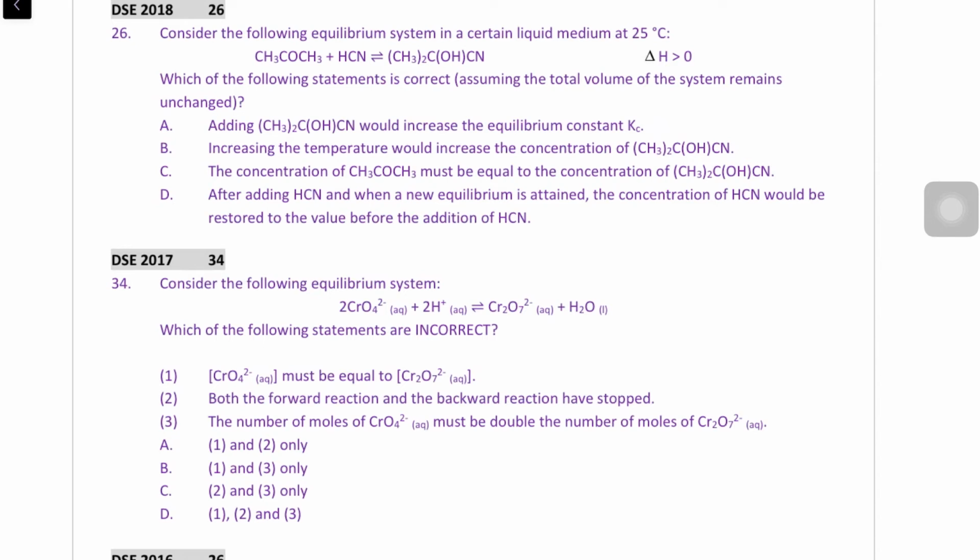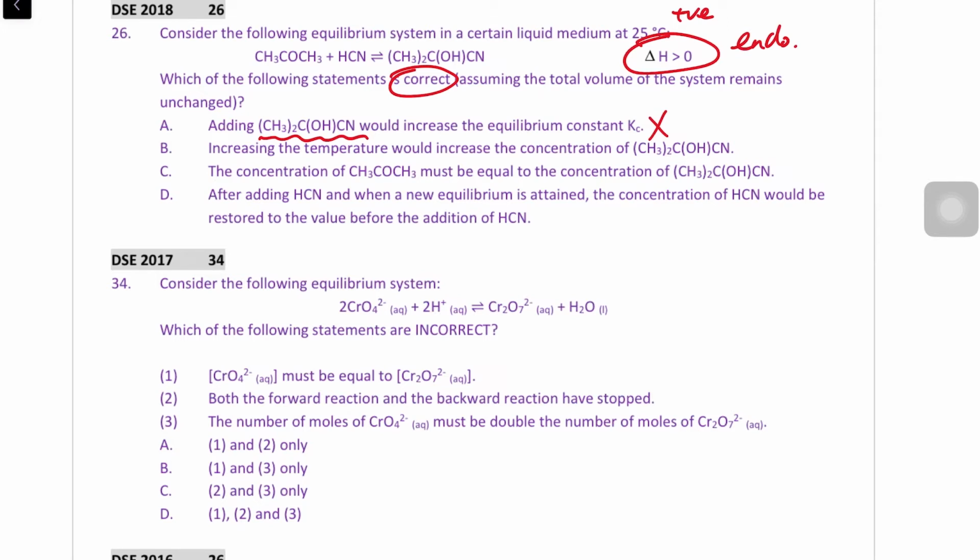So this is the final section for the discussion of multiple choice in the public exam about the Le Chatelier principle. Okay, first, question 26. Now, this one means the forward reaction is endothermic, because it is positive. This is endothermic. So, part A, which one is correct? Adding product will increase the Kc?